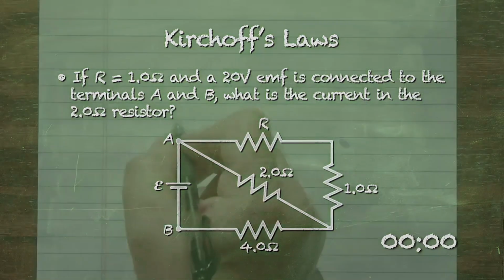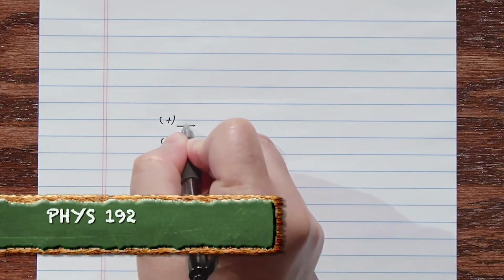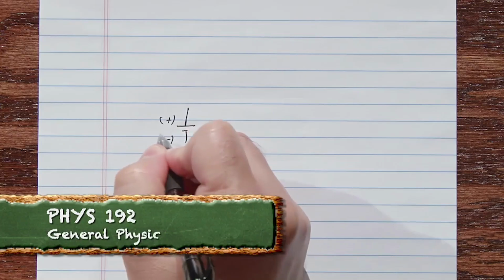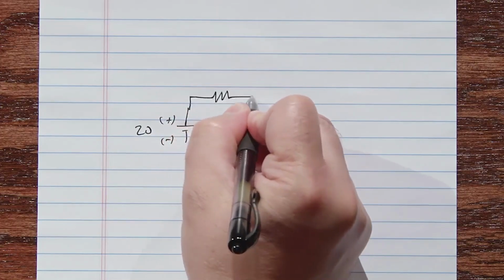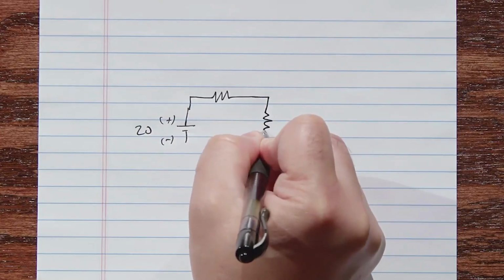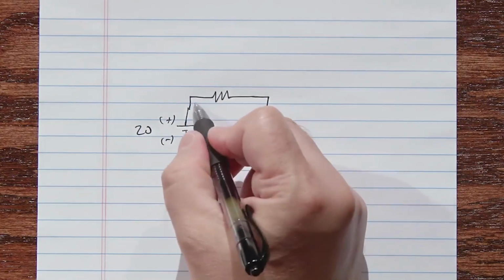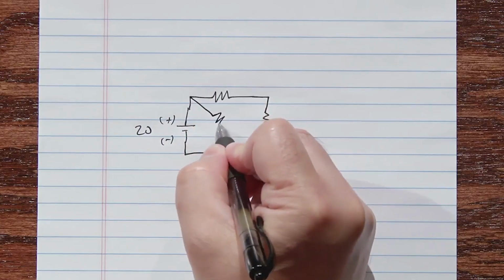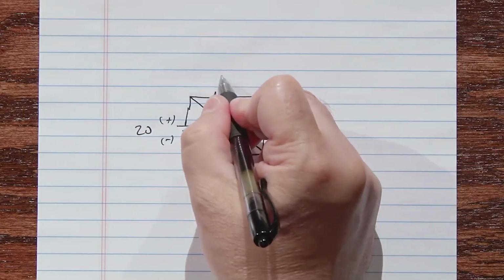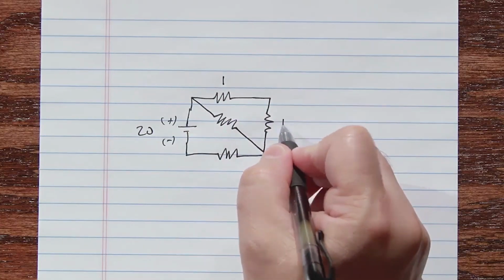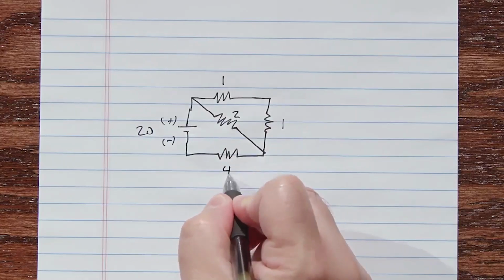Okay, let's draw a diagram. Here's our battery, positive, negative, and it's 20 volts. And we have a resistor, and a resistor, and a resistor, and we have another resistor right here. And this is a 1 ohm resistor, a 1 ohm resistor, a 2 ohm resistor, and a 4 ohm resistor.